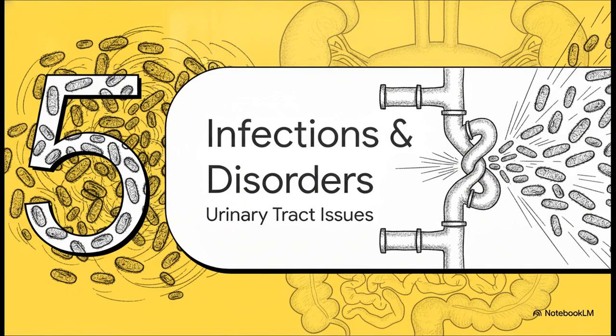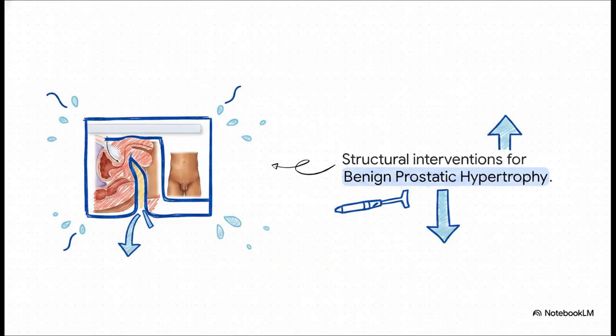All right, Section 5, Infections and Structural Disorders. Now, what's really interesting here is how a localized issue in the urinary tract might seem super minor at first, but these plumbing issues can rapidly escalate into massive systemic crises, like urosepsis, which is a severe gram-negative bacteremia originating right there in the urinary tract.